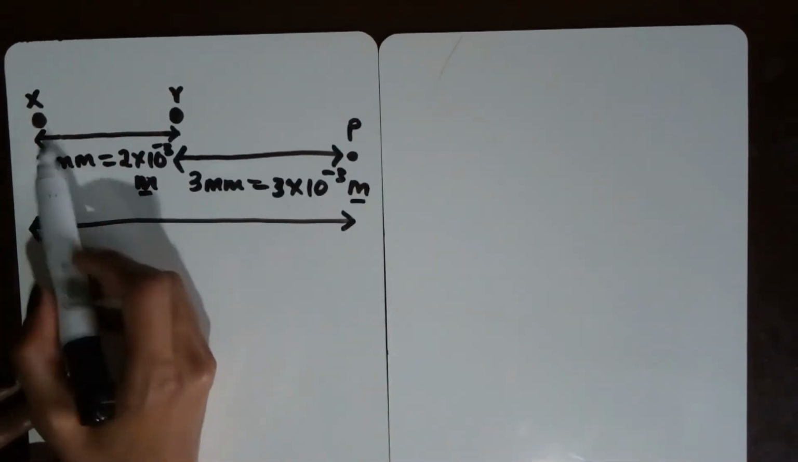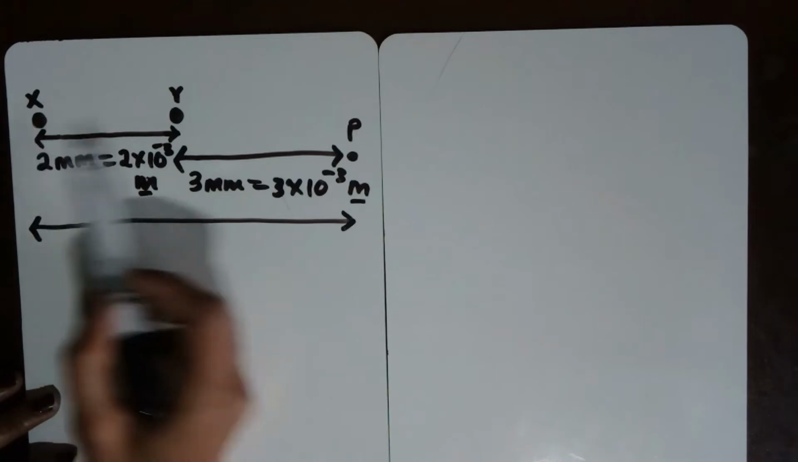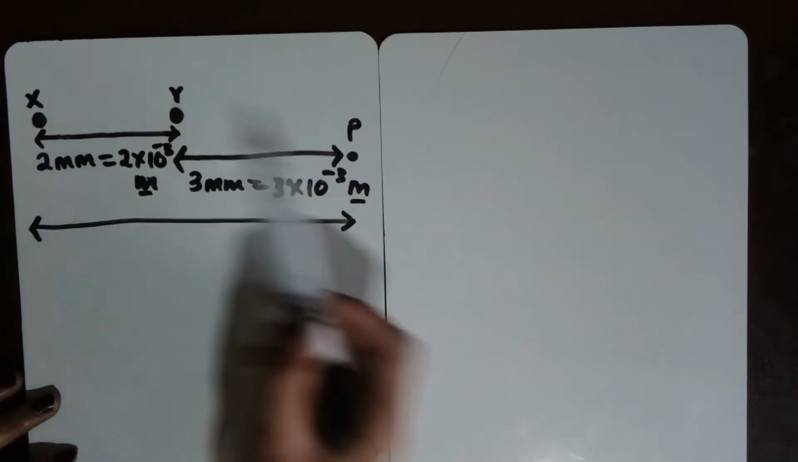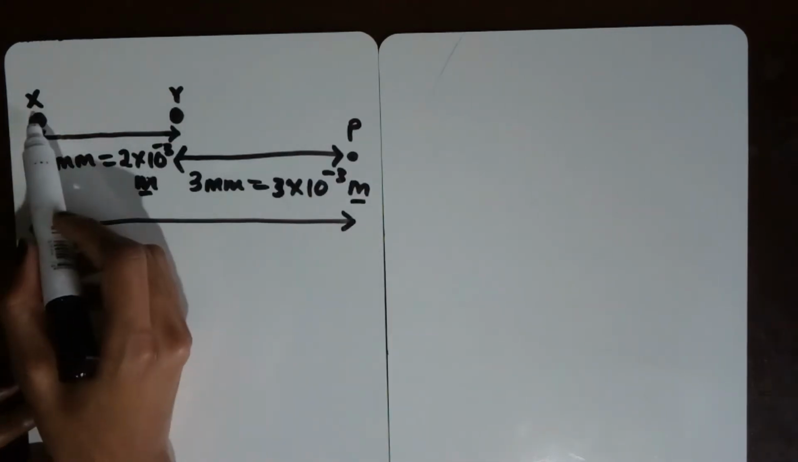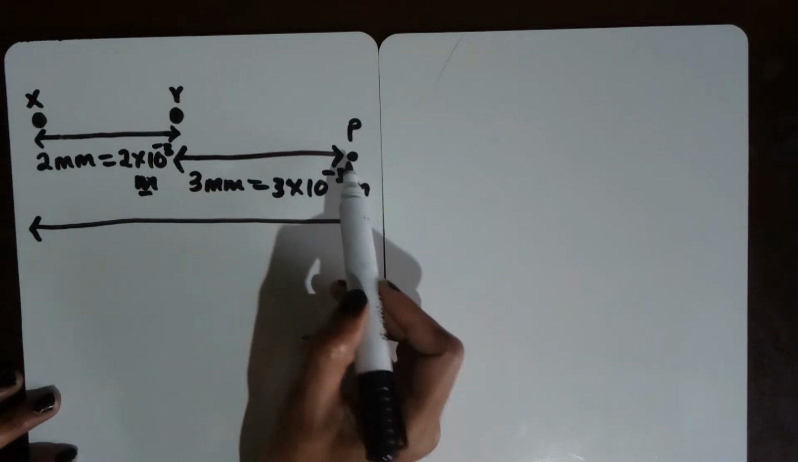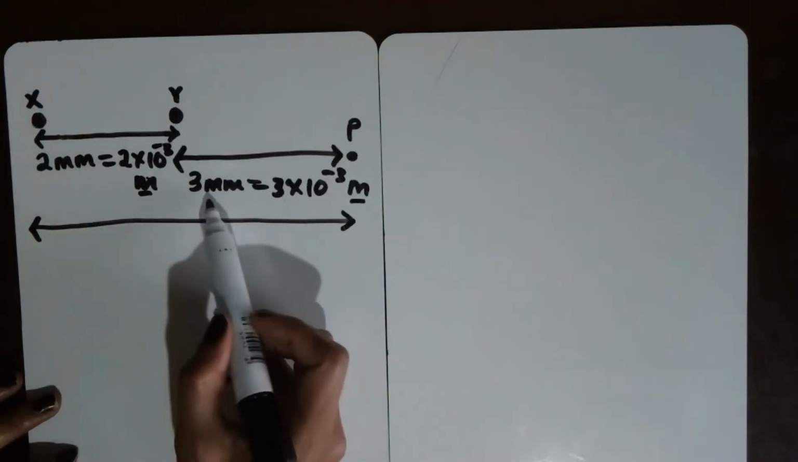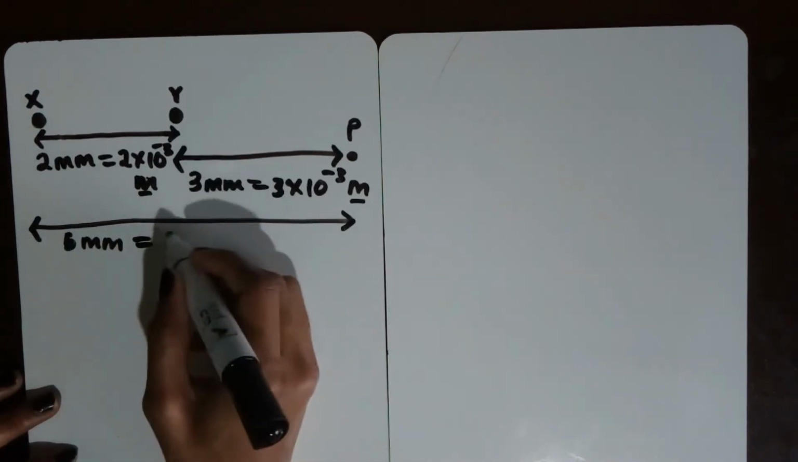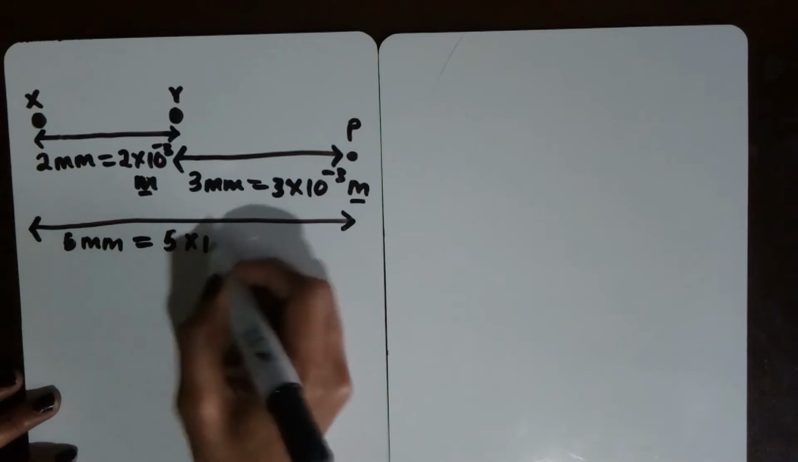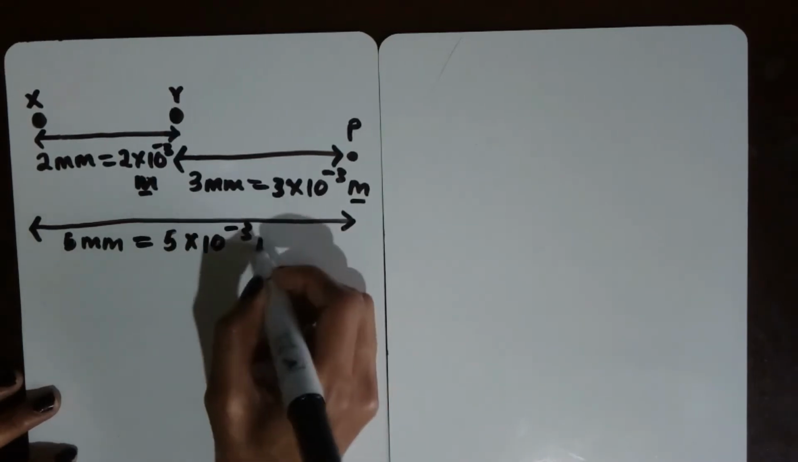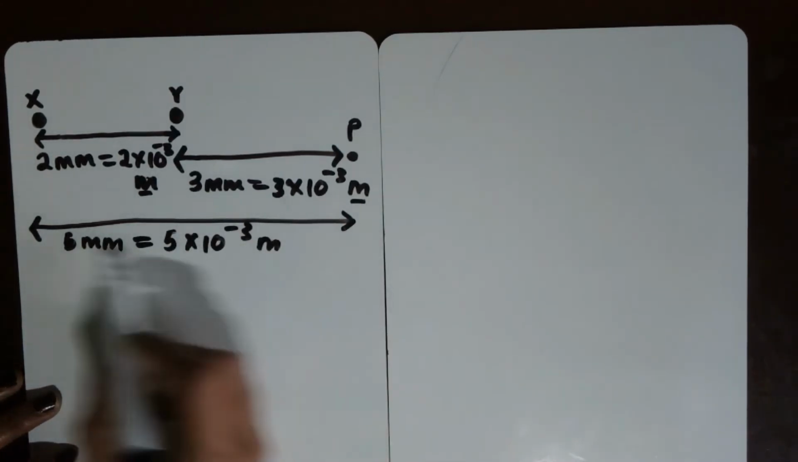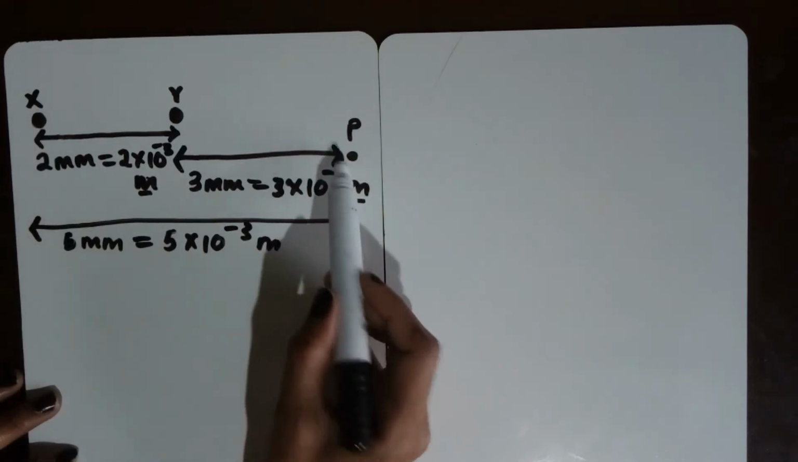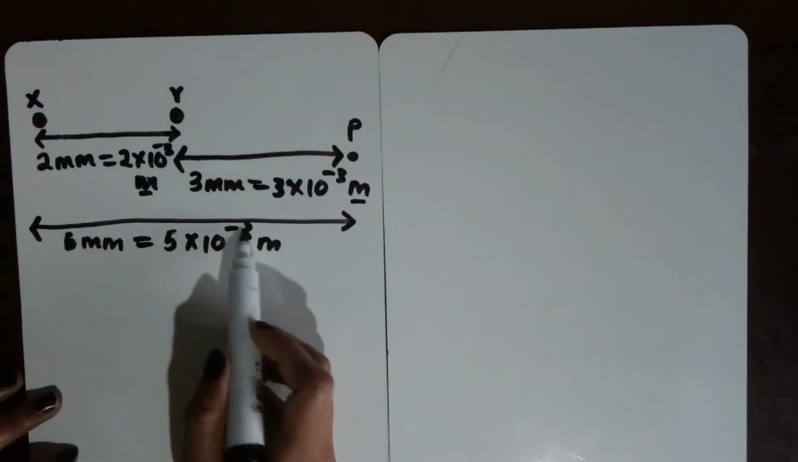Cool. And then what's the other important thing? If the distance between X and Y is 2 and the distance between Y and P is 3, what is the distance between X and point P? We know that it's 2 plus 3 millimeters, which is 5 millimeters, right? However, milli again means 10 to the power of -3 meters. So the distance between X and P is 5 multiplied by 10 to the power of -3 meters.